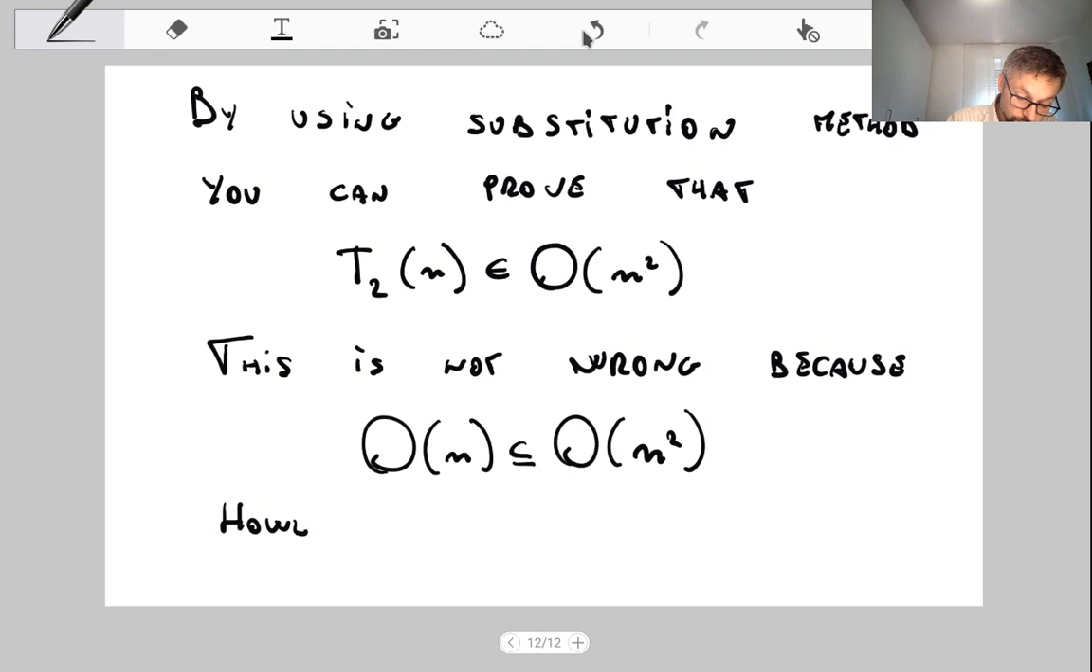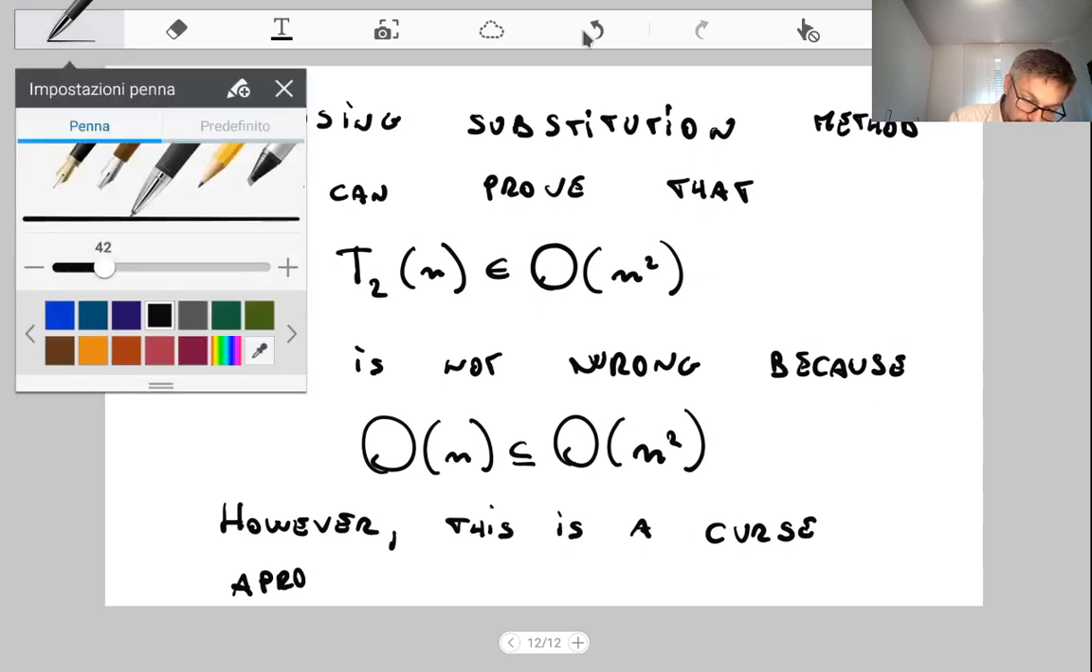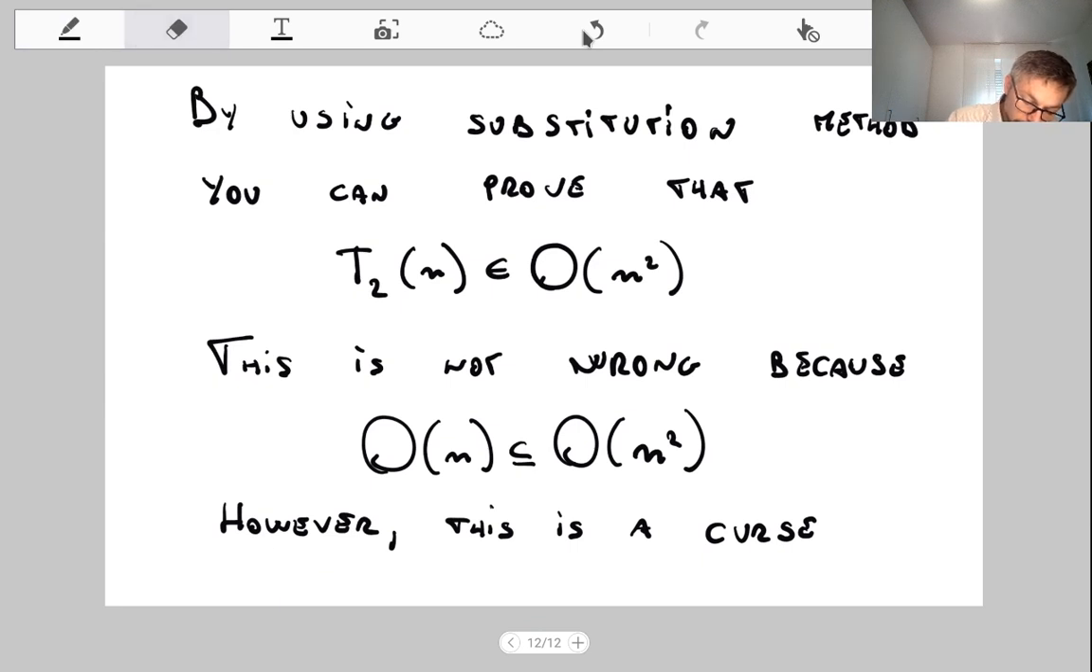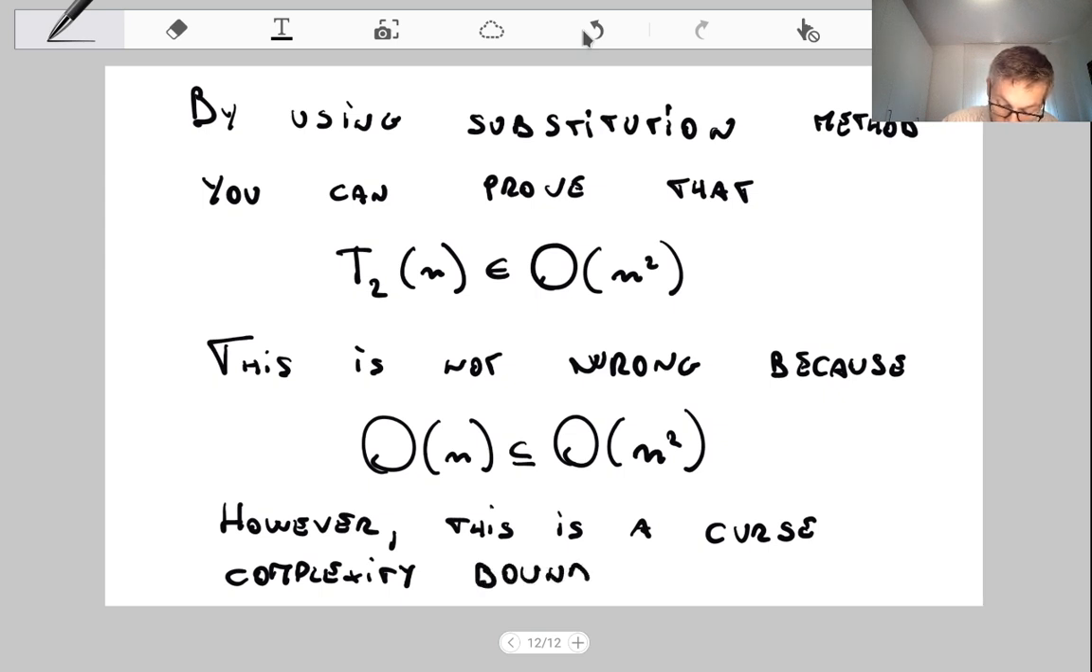However, this is of course an approximation, but this is of course a complexity bound, let's say. Okay.